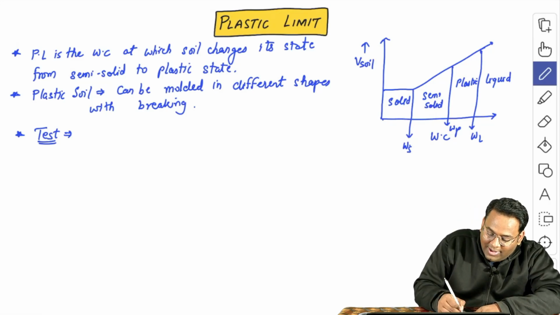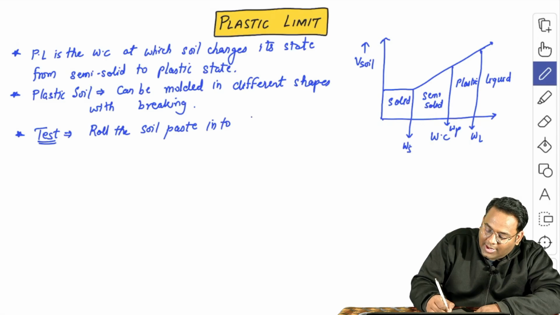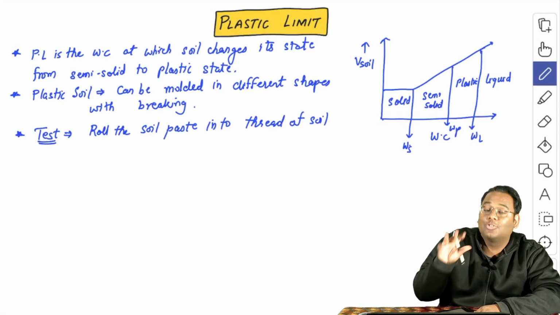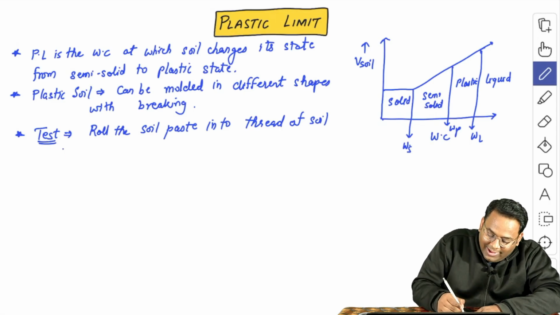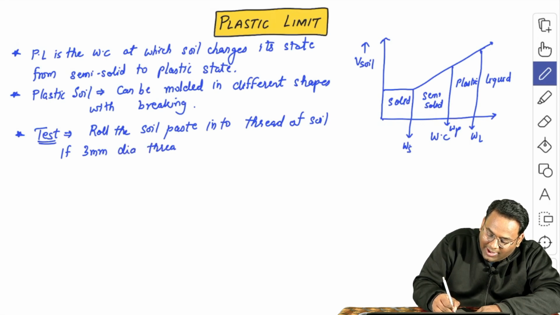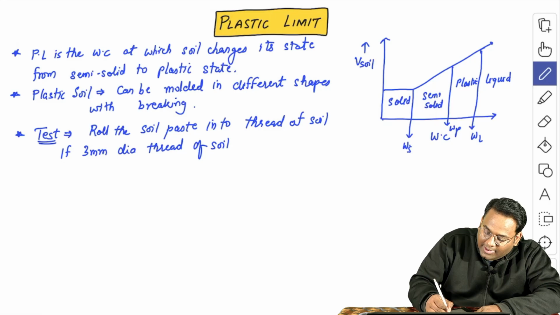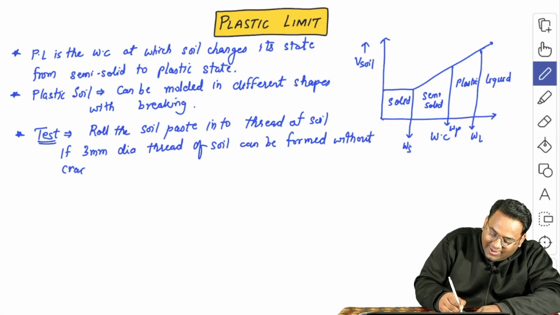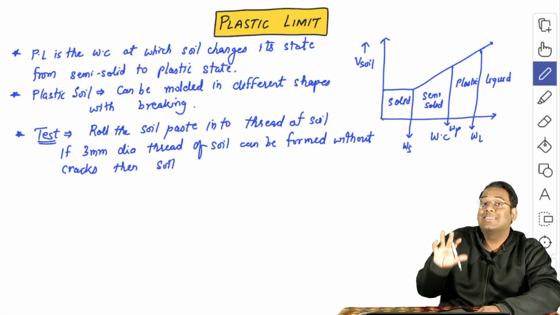So what we do here is roll the soil paste into a thread of soil, by placing the soil on a glass. And if a 3 mm diameter thread of soil can be formed without any cracks, then soil is said to be in plastic state.